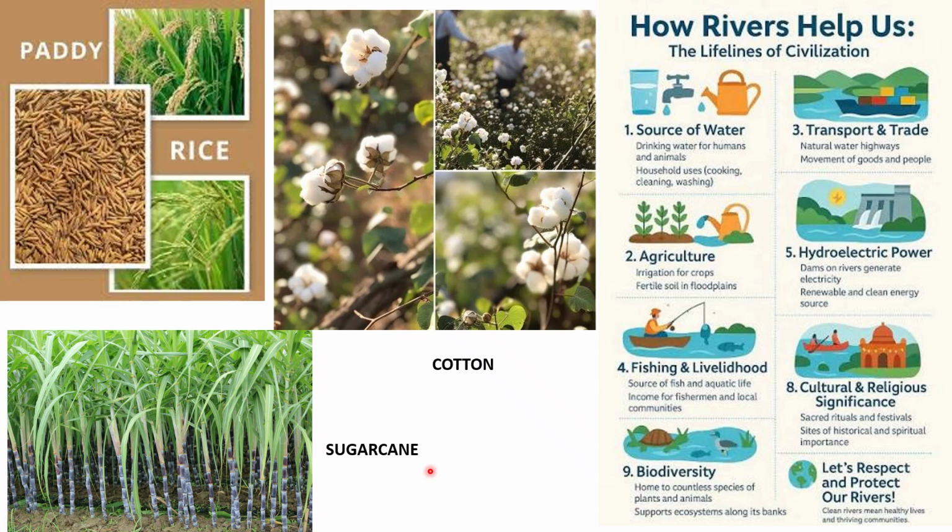And can you tell me in what other ways rivers help us? Rivers help us as a source of water for human beings, for drinking, cooking, washing, cleaning, etc. Second is for agricultural purposes, or we say irrigation, like for watering the plants which we cultivate. They also need water. Then we also require water for fishing and livelihood. Those who eat fish, we need water, and the fish also need water.